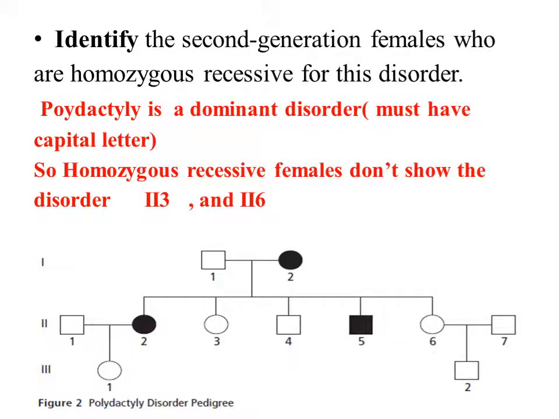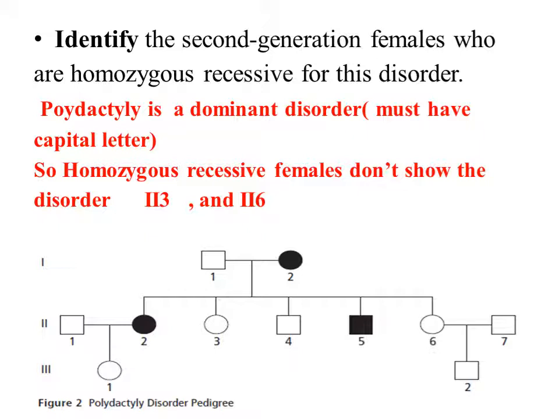The pedigree here shows polydactyly disorder again, and polydactyly is a dominant disorder. So when you have only one dominant allele, the phenotype of polydactyly is expressed. Polydactyly is a dominant disorder, so it must have capital letters. Homozygous recessive females here don't show the disorder.